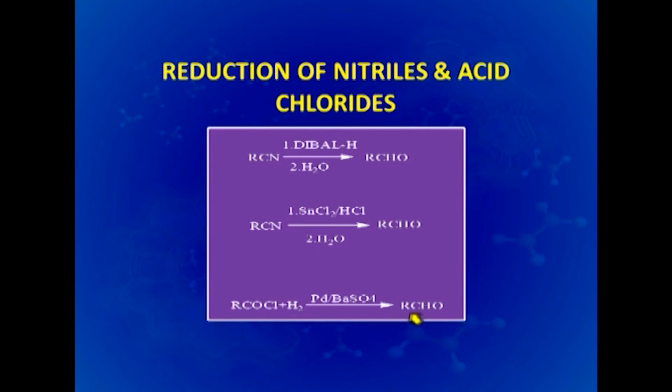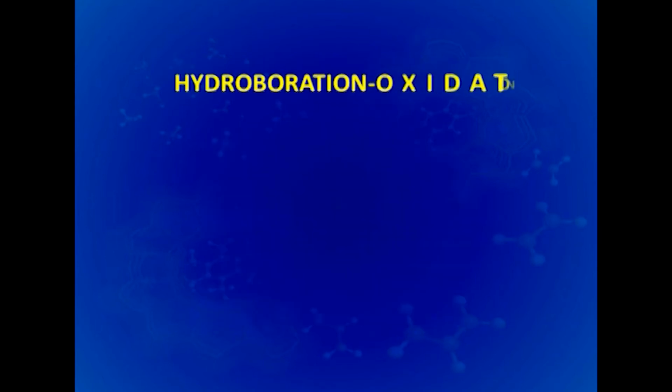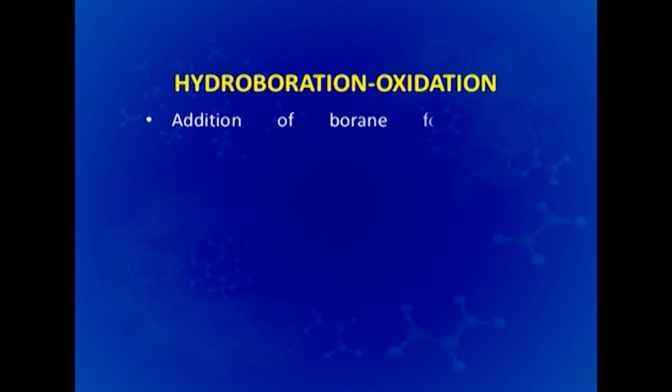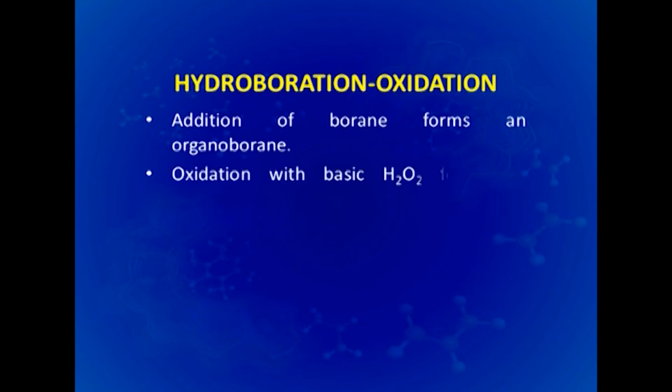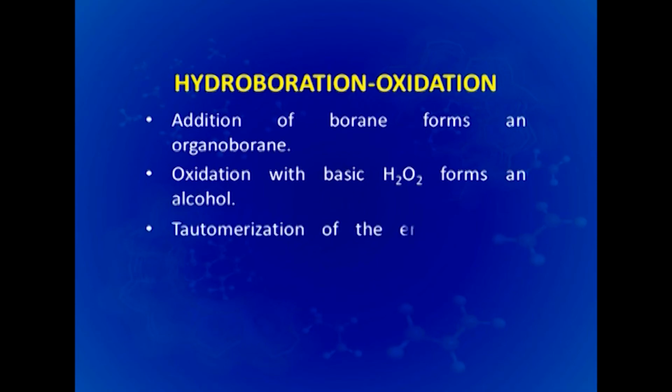Here, if we use this reagent, the reducing agent palladium along with barium sulphate, then we can say that this is a Rosenmund's reduction. And the next synthesis is the hydroboration oxidation process. The name itself indicates that the addition of borane forms an organoborane, and the second step is oxidation with basic hydrogen peroxide, which forms an alcohol, and the tautomerization of the enol forms a carbonyl compound.